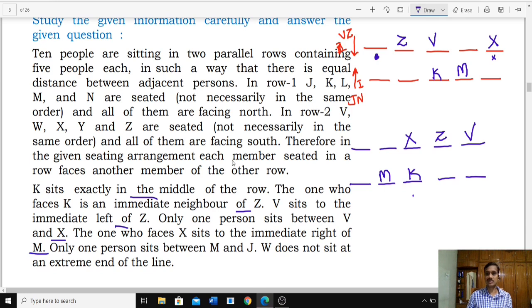Only one person between M and J. J is at this place. Only one person between M and J. J is at this place.